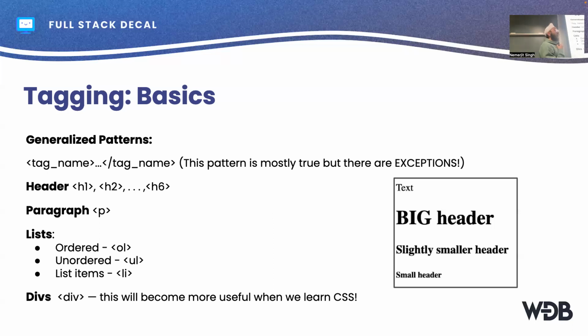And then paragraph is another way to make text. It's way smaller than header, but you can also use that. And by the way, header goes from H1 to H6. So there's six different sizes.